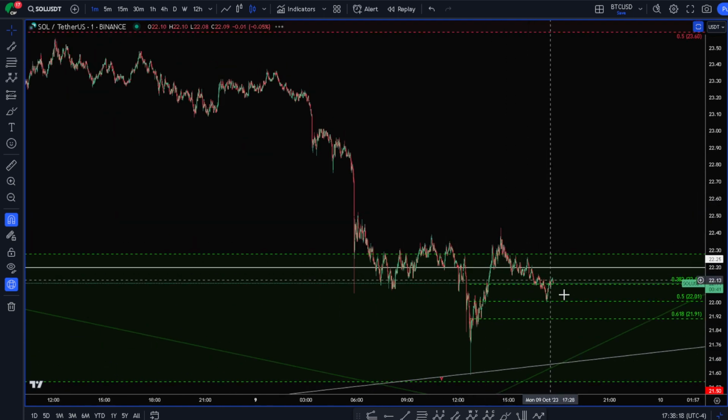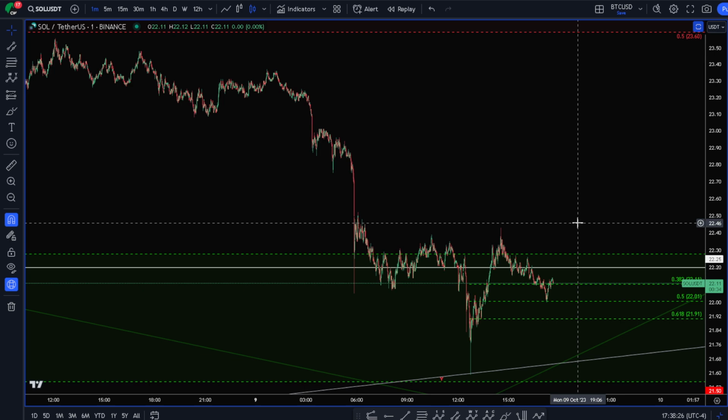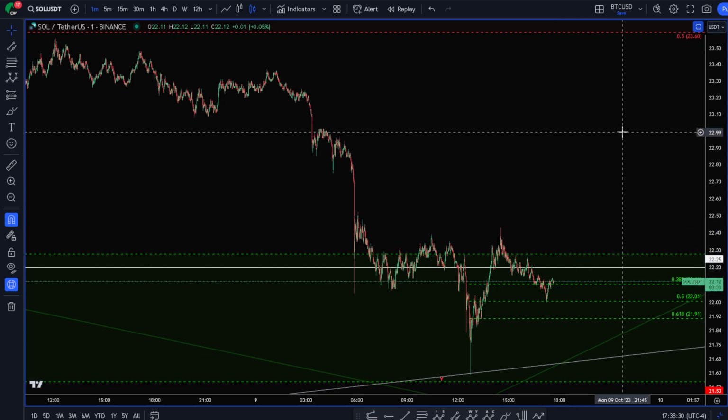All right, guys, there's a nice setup now. It's available. It's right at the area it should be. If we get the fifth, we're in the optimal spot. So that's all we can go with, and we anticipate the move to the upside.